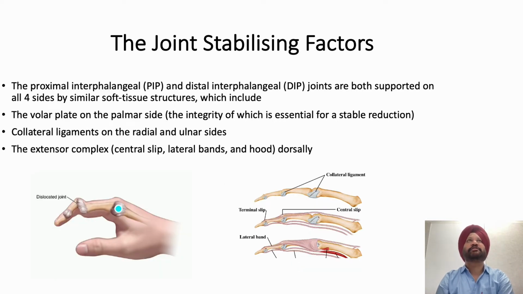It's just a basic anatomy of the factors which stabilize our joint. The proximal interphalangeal and distal interphalangeal joints are both supported on all four sides by similar soft tissue structures, as we all know, which include the volar plate, collateral ligaments, and the extensor complex. We have discussed this in our last teaching as well. I'm not going into much detail. The figures are pretty much descriptive of the same.